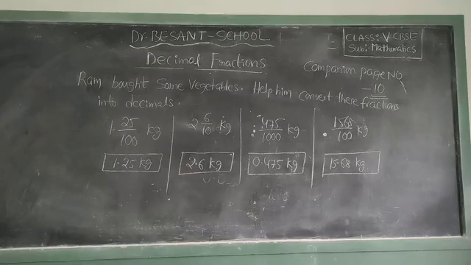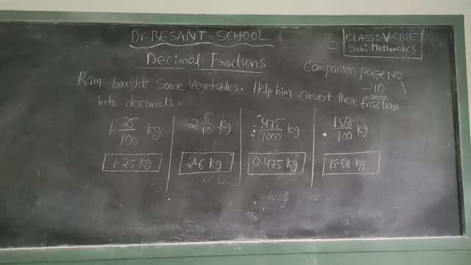Next, page number 11. Once open page number 11, identify each set of numbers as like and unlike decimals. Write it in the blanks provided.